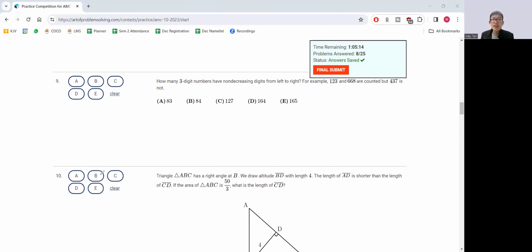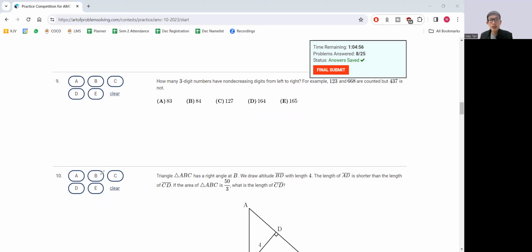Okay, question 9. I feel like I've said this question before for one of my SMO mock papers. How many 3-digit numbers have non-decreasing digits from left to right? Non-decreasing means that they can stay the same or they can go up.